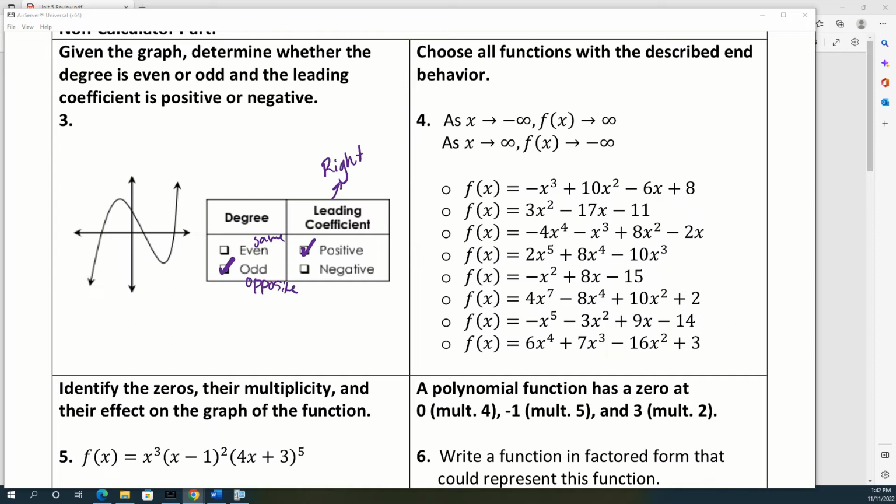Okay, number 4, we need to choose all the functions that have this particular end behavior. This means that on the left side, the arrow is pointing upward towards positive infinity. And this means on the right side, the arrow is pointing downward towards negative infinity. So because the right is down, I automatically know that the leading coefficient is negative.